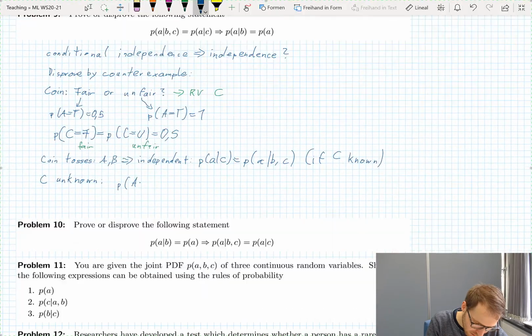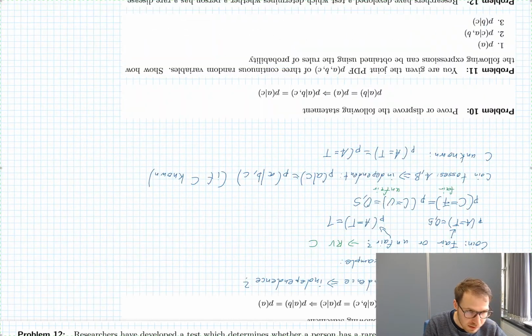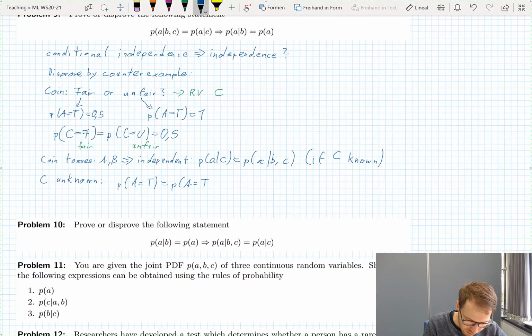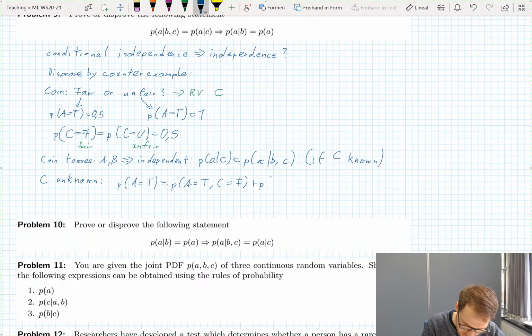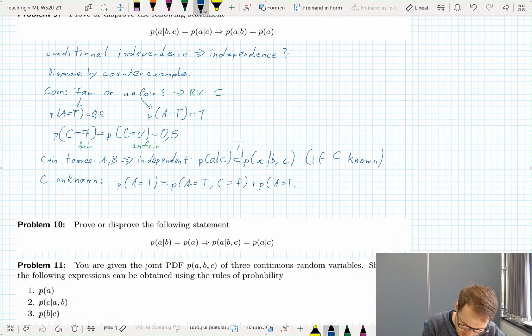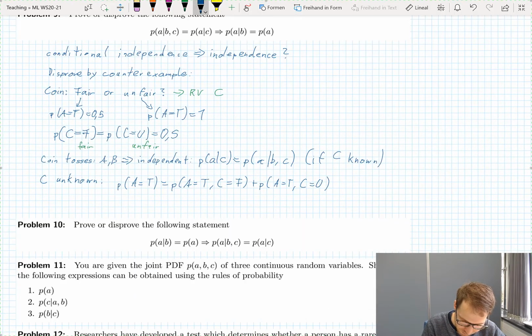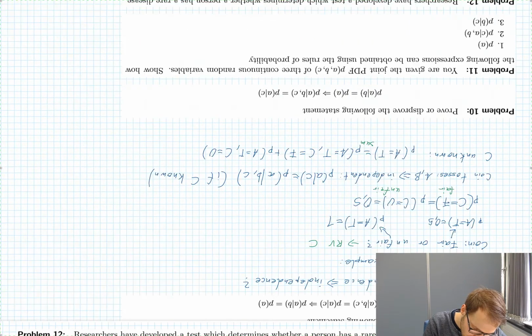P of A equals tails. Okay, so first off we use the sum rule. So P of A equals tails and C equals fair, plus P of A equals tails and C equals unfair. So this is the sum rule.